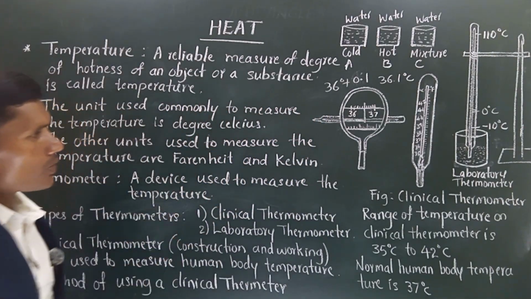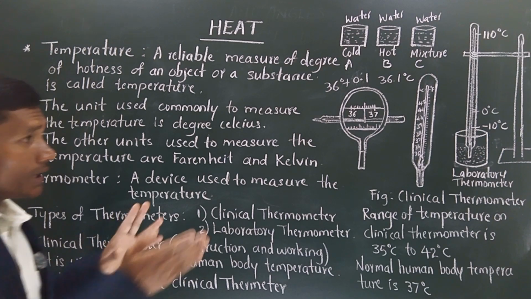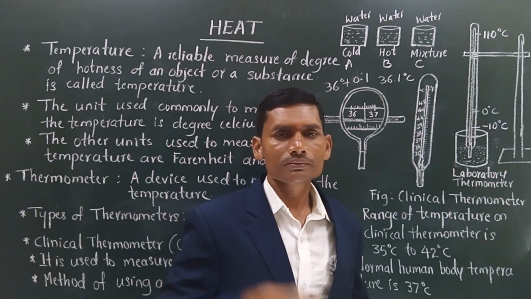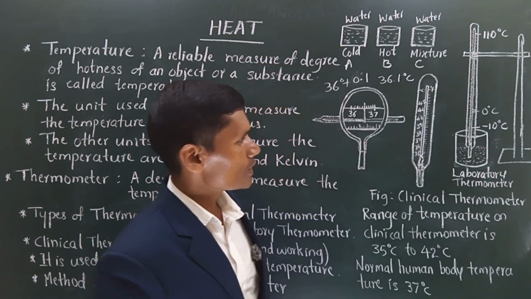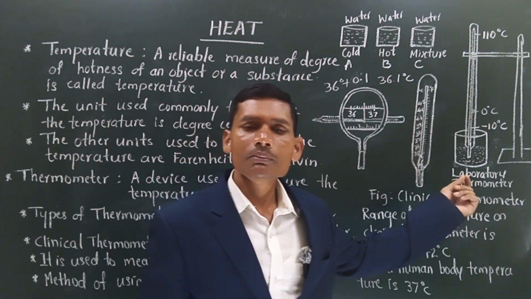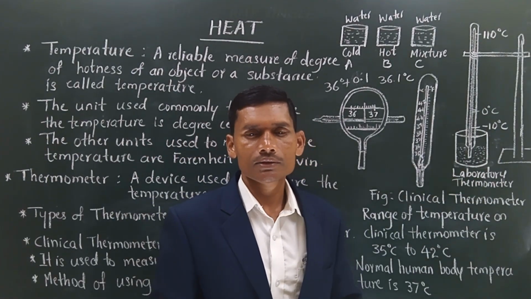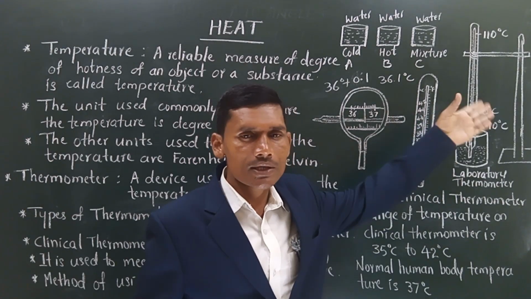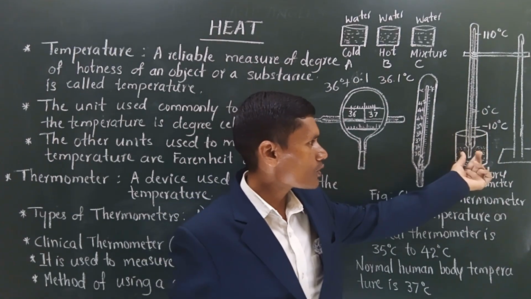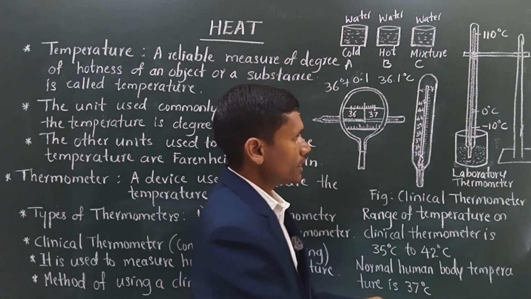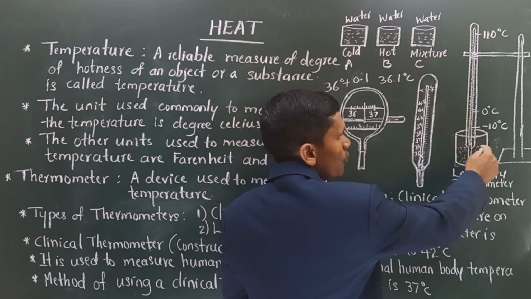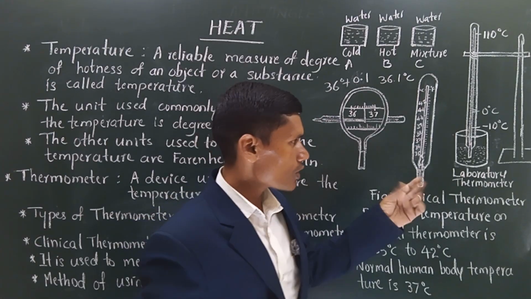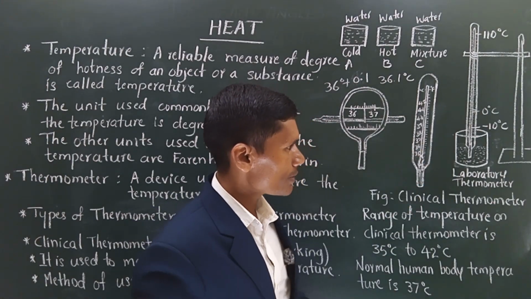So this is all about the clinical thermometer. Next, one more type of thermometer, that is the laboratory thermometer. A laboratory thermometer is used to measure the temperature of substances, right? Just you can see in the picture here, what I have drawn in the figure. Here, one beaker is taken, inside water I have shown. In case you want to measure the temperature of the water, you see how the thermometer is placed.